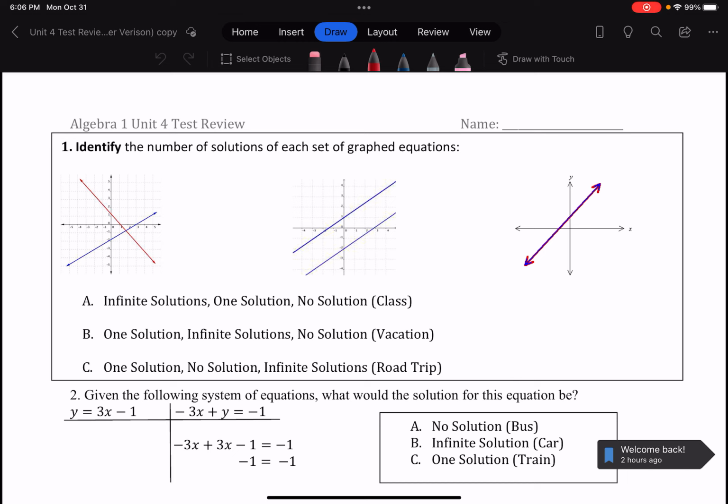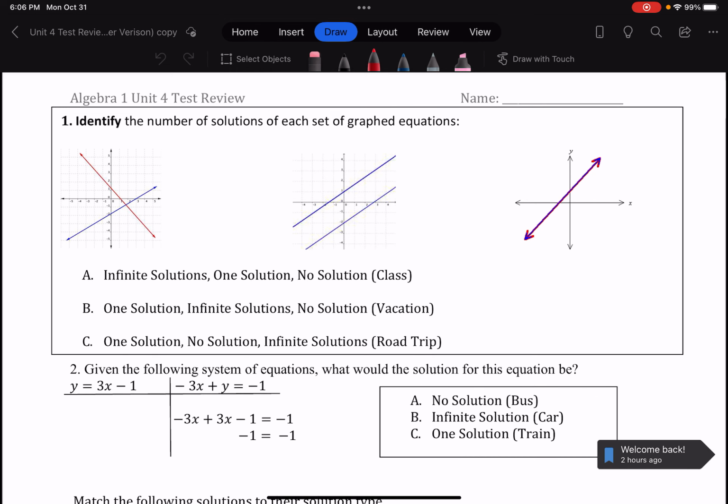The whole unit is talking about inequalities and special cases of solutions. So the first few problems are going to focus on these special cases, which is what we did in 4.1. It says identify the number of solutions of each set of graphed equations. This first equation, notice that it has one intersection point. The second set does not have any intersection points. And the third set has an infinite amount of intersection points because those two graphs overlay. So the correct solution here would be one solution, no solution, and an infinite amount of solutions.